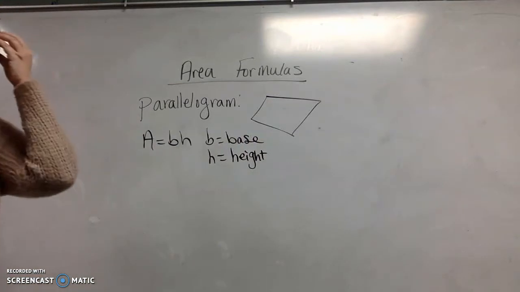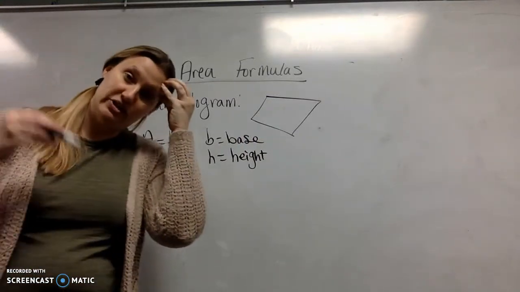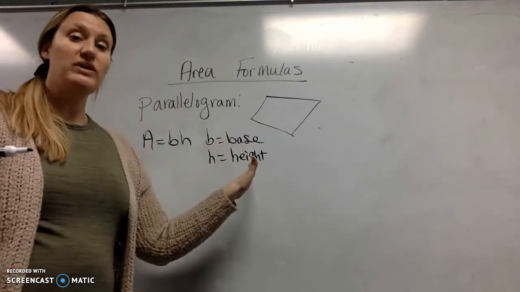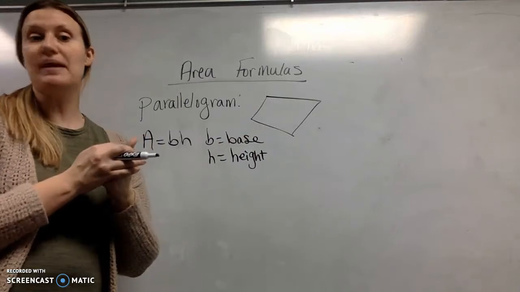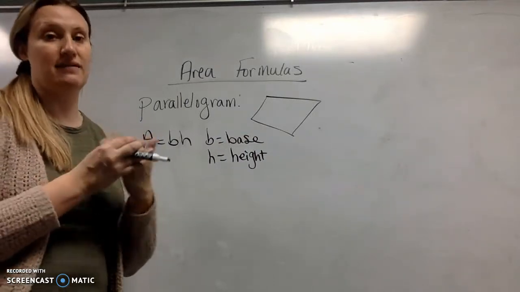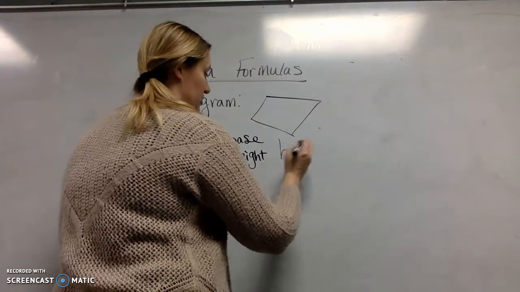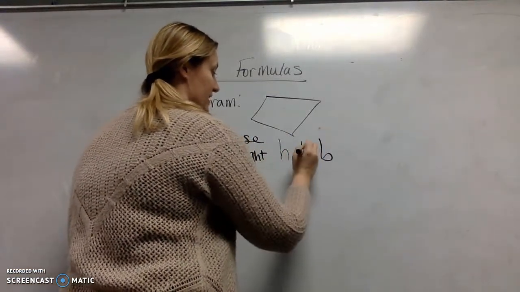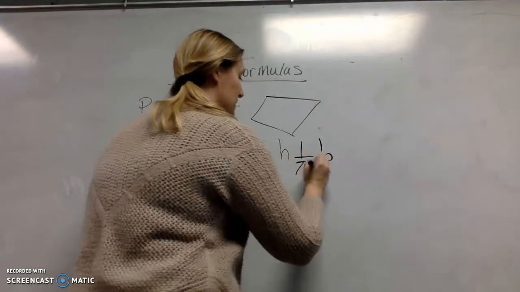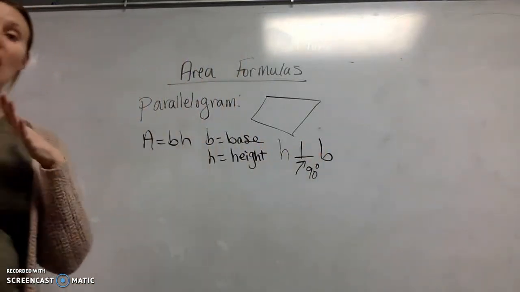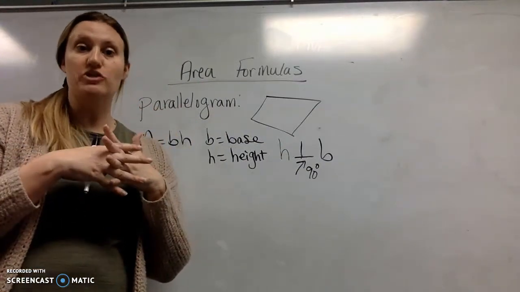Here is the most important thing that you have to know. Unlike squares and rectangles, what we use to find area is not necessarily the side lengths. Our height and base are not necessarily the side lengths of the shape. The height and base have to be perpendicular to each other. That is the symbol for perpendicular. And what that means is they have to make a 90-degree angle. So your height and your base have to make a 90-degree angle with each other.